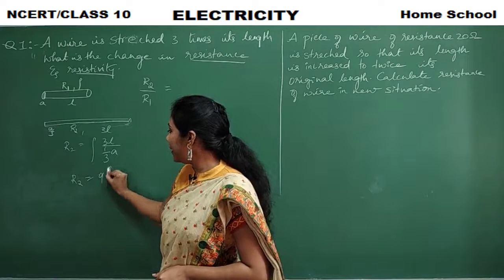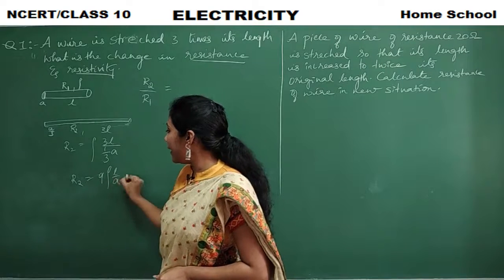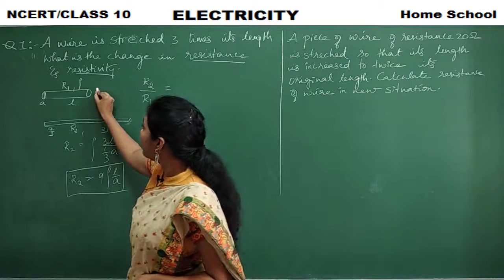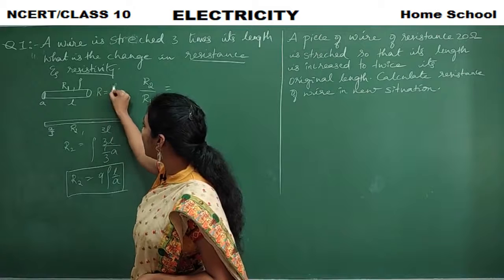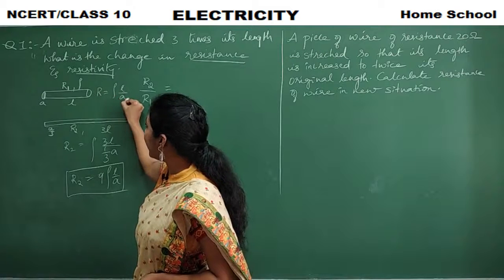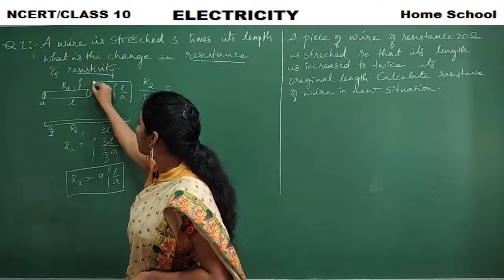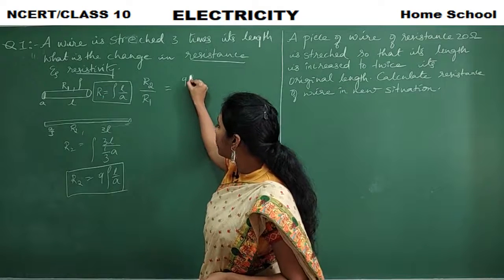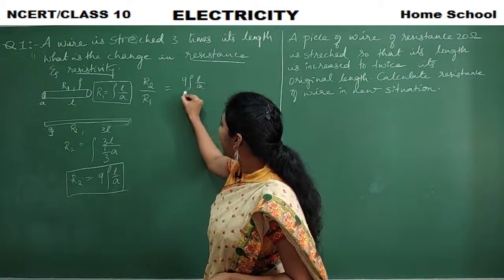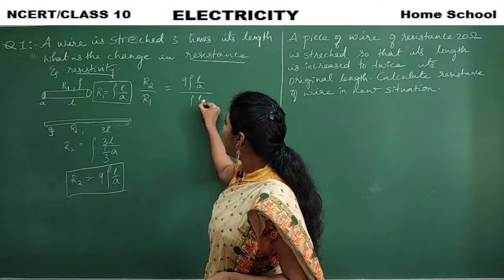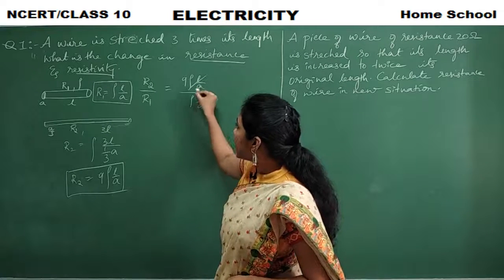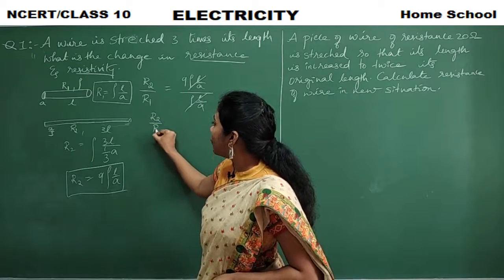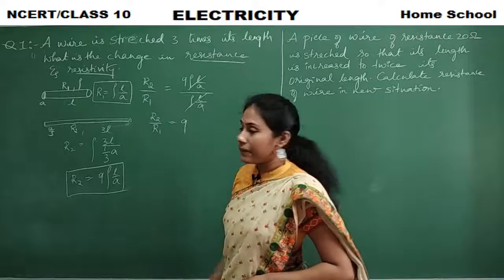You will get 9 rho L by A. This is your R2, right? And what is your R1? R1 is equal to normal rho L by A. So substitute these things. What is your R2? 9 rho L by A divided by rho L by A. So this gets cancelled. So what do you get? R2 by R1 is equal to 9.